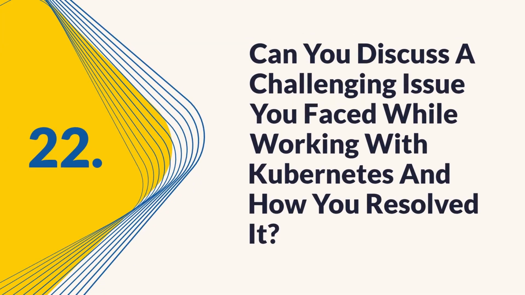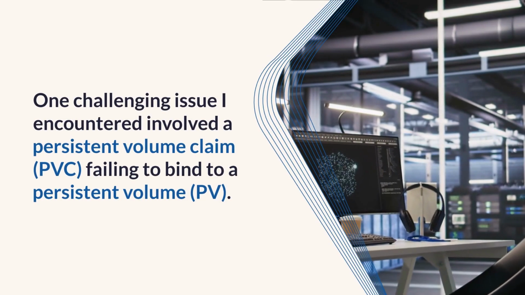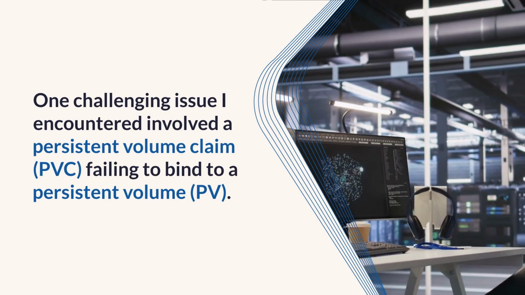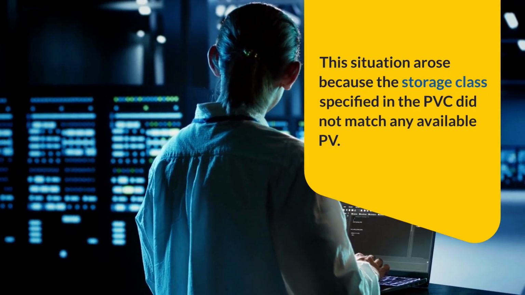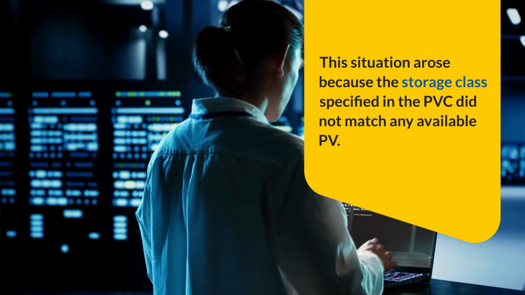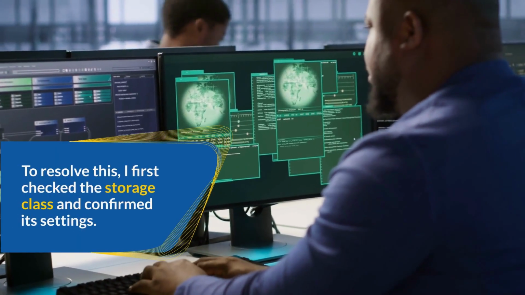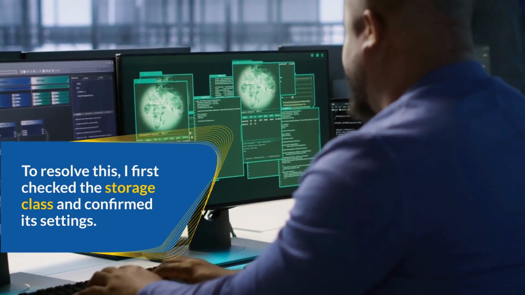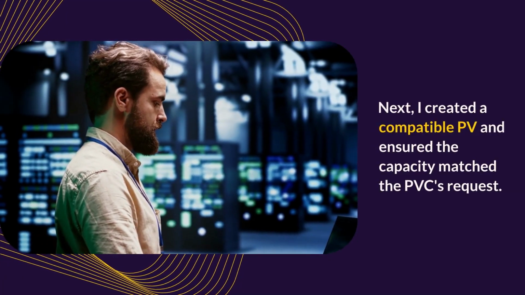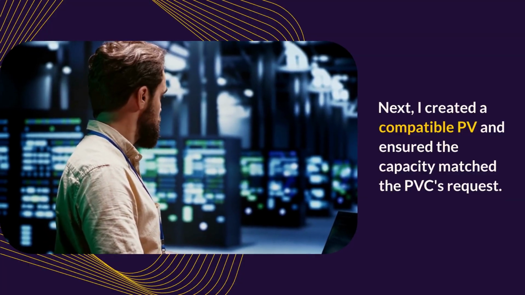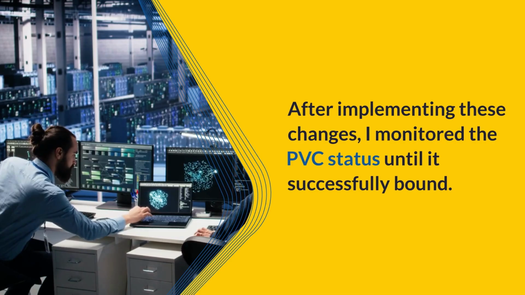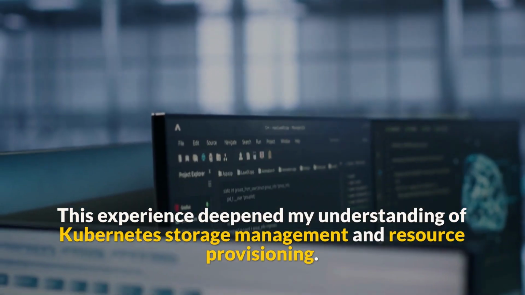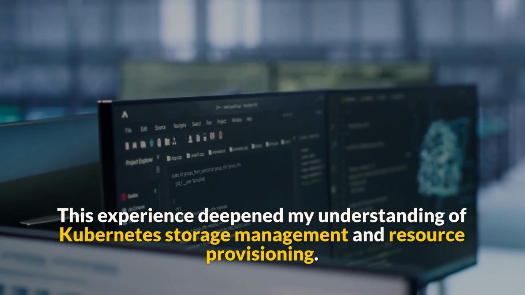22. Can you discuss a challenging issue you faced while working with Kubernetes and how you resolved it? One challenging issue I encountered involved a persistent volume claim, PVC, failing to bind to a persistent volume, PV. This situation arose because the storage class specified in the PVC did not match any available PV. To resolve this, I first checked the storage class and confirmed its settings. Next, I created a compatible PV and ensured the capacity matched the PVC's request. After implementing these changes, I monitored the PVC status until it successfully bound. This experience deepened my understanding of Kubernetes storage management and resource provisioning.